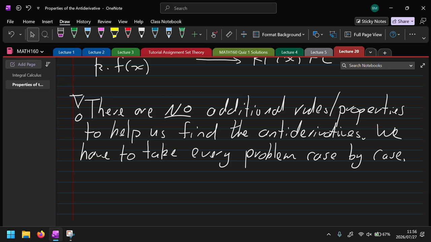If you have a function and it's composed with something else, that will be another case. If it's a trig function, that's a 3rd case. If it's 1 over something, that's a 4th case. And it just goes on, and you have to learn all of them, unfortunately. Okay, so please put a big warning sign here. Finding these antiderivatives in general will not be easy.